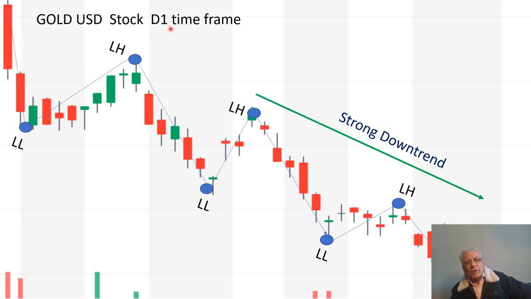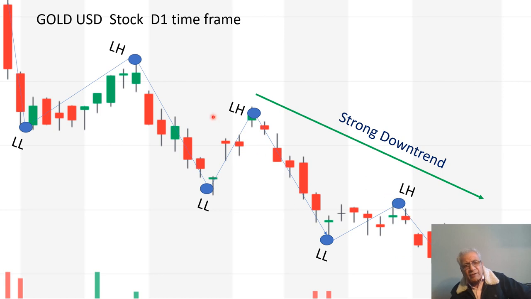Gold stock, D1 time frame. Again, I'm going to show you the characteristics of a strong downtrend. In a strong downtrend, we have lower high, lower low, lower high, lower low, lower high, and lower low. And the swing high is smaller than the swing low. So this swing low is bigger than the swing high. This swing low is bigger than the swing high, and so on.